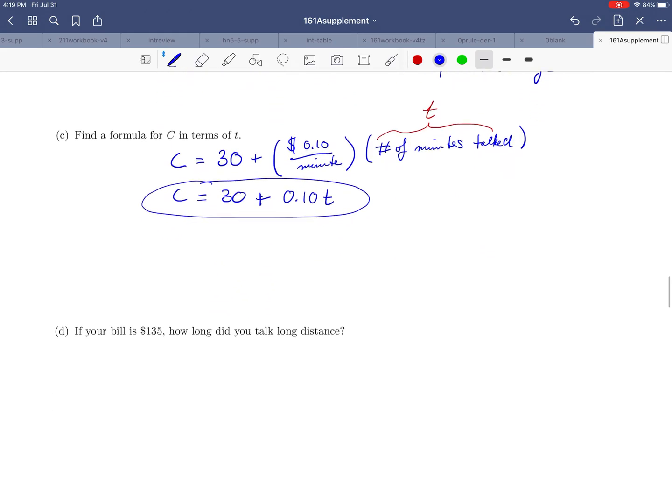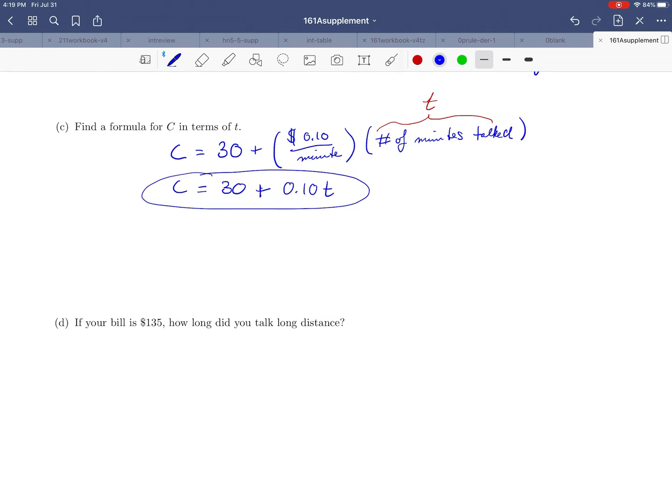Now we can use that formula to answer questions like the following. If your bill is $135, how long did you talk long distance? So the cost is equal to 135, and the question is, what is the value of t that gave me that outrageous phone bill? Let's use our formula. C is equal to 135, and that is 30 plus 0.10 times t. Now I can solve for t.